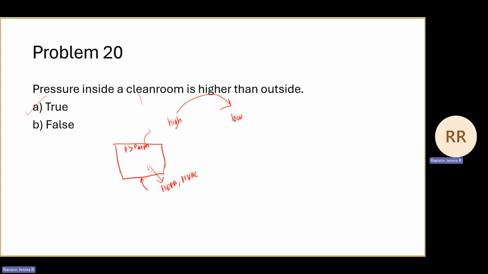If you want to maintain a positive or negative pressure in a clean room, we have to have some adjacent space which is maintained at a different pressure. Let's say you want to maintain this at a pressure greater than atmosphere, then we will have an adjacent space which is maintained at atmospheric pressure, so that we can balance the pressure of the entire system.